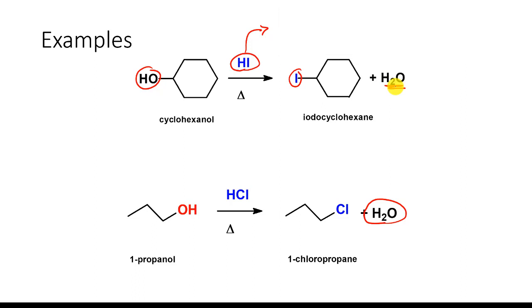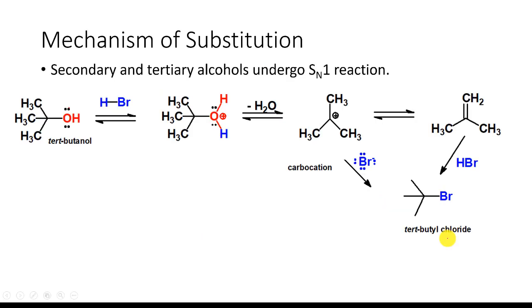For 1-propanol, we can use something like HCl or HBr. And again, we protonate the oxygen. It leaves as water, and we get a substitution of the halogen for the hydroxy group of the alcohol. Now, this reaction on a primary alcohol is always an SN2 reaction, and this one in particular requires a little bit of heat for it to take place. So let's look at the mechanism, and we'll look at it with t-butyl alcohol. Secondary and tertiary alcohols undergo SN1 reaction mechanisms.